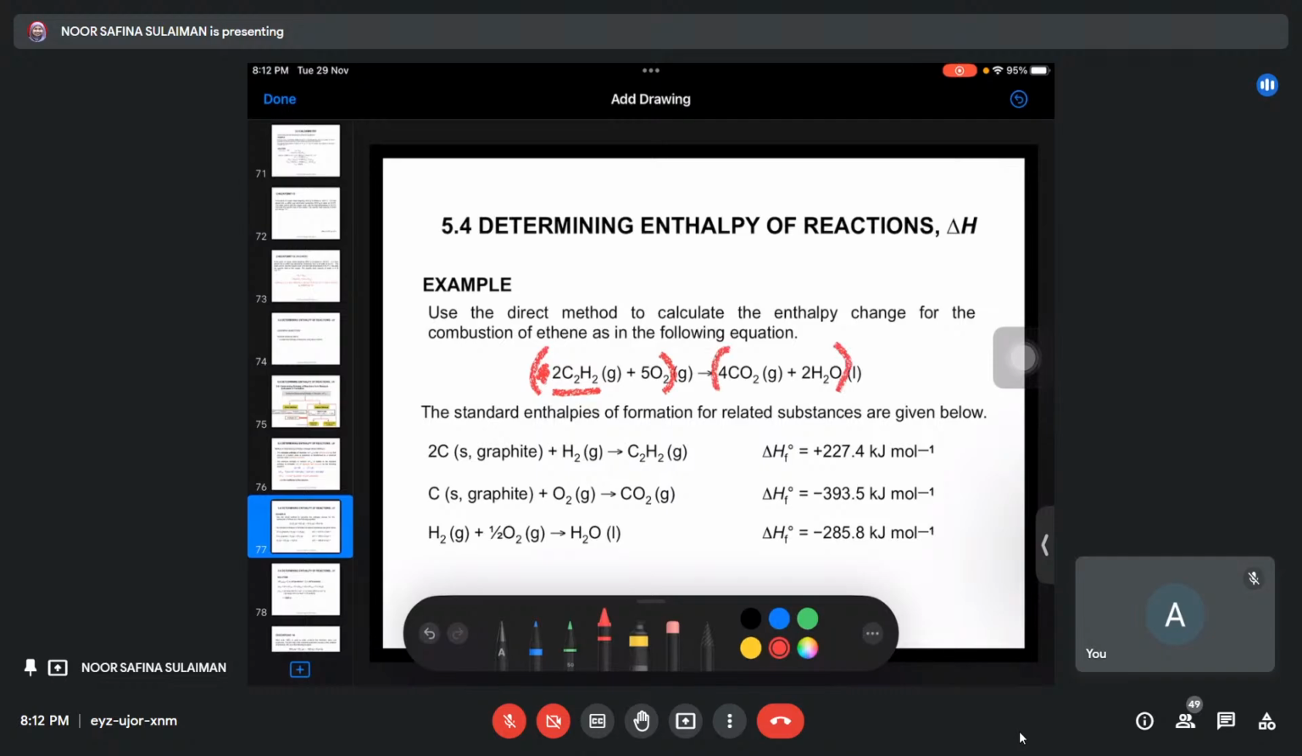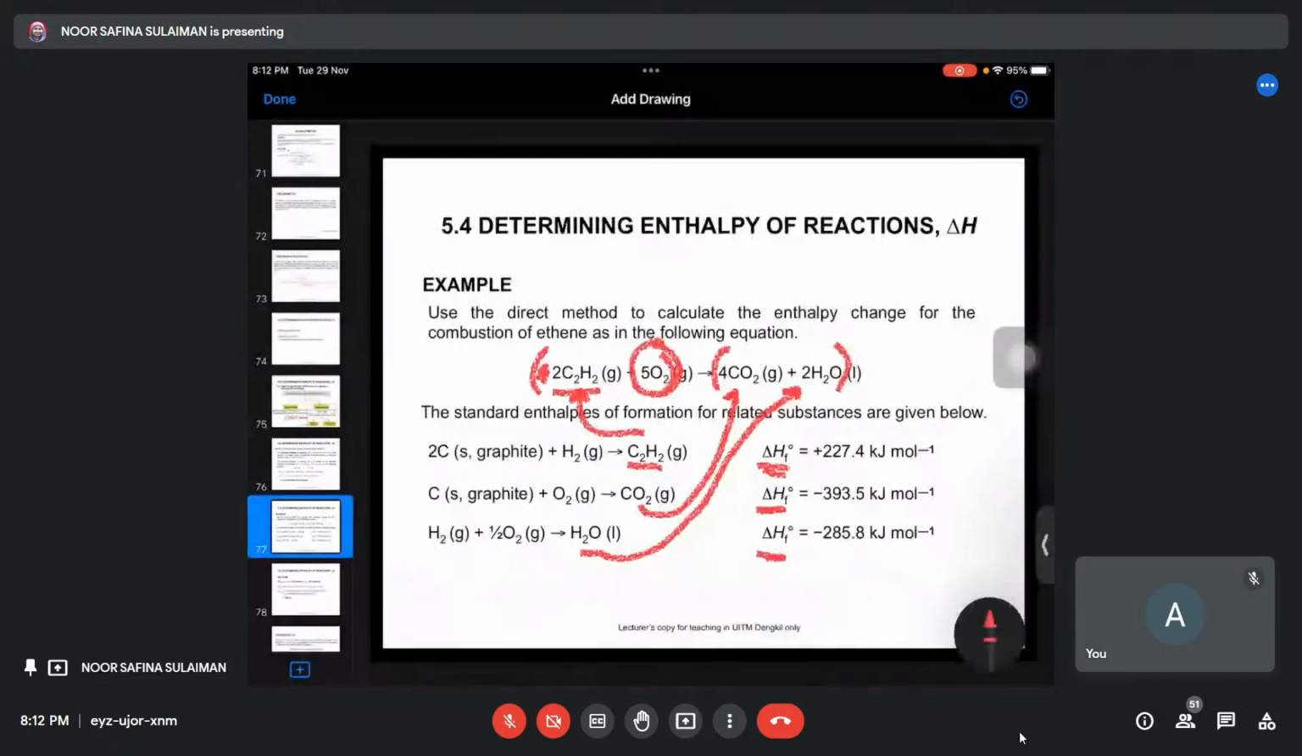First, make sure you get the balance equation. Kalau anda kata equation you tak balance, you balancekan dahululah. So dalam soalan ni dia bagi you berapa delta H naught formation for C2H2. So C2H2 is the reactant. And then dia bagi you delta H naught formation untuk siapa? CO2. And then dia bagi you delta H naught formation for H2O, iaitu you punya product. Kenapa O2 dia tak bagi?